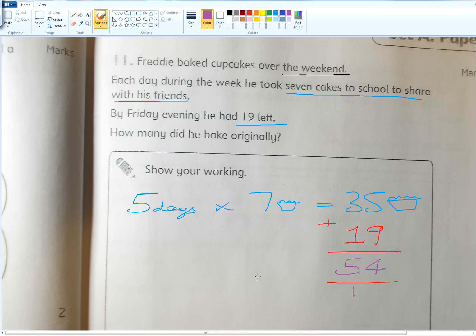Okay, are we happy with that? So the final answer for question number 11 is 54. Okay, put your hands up, show who got 54 for that question. 54. Yeah, it's a thinking question. Next question.